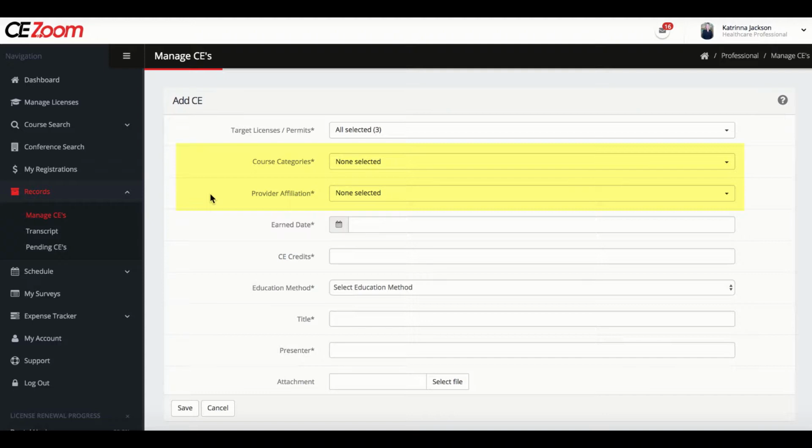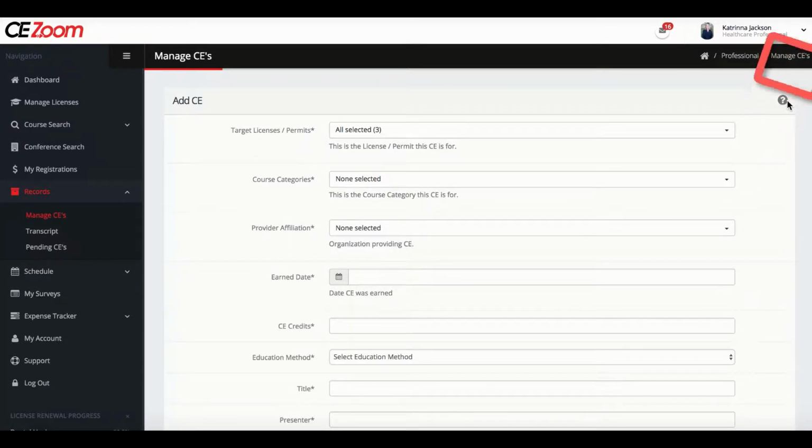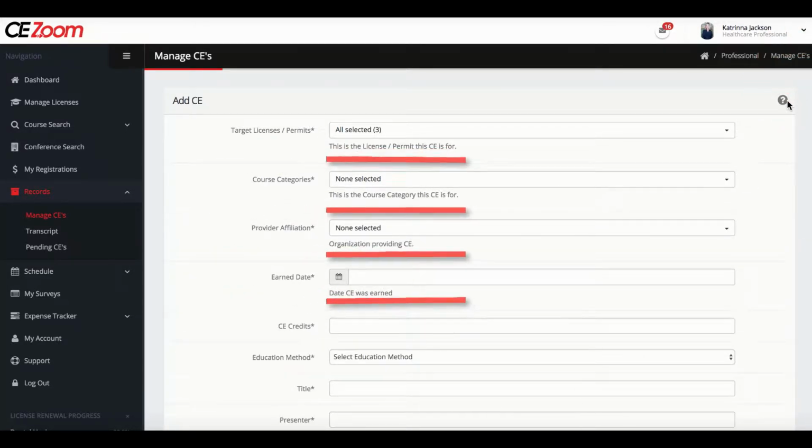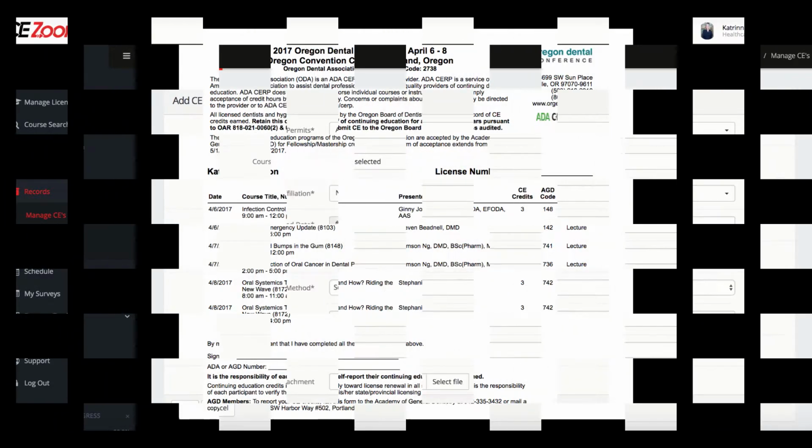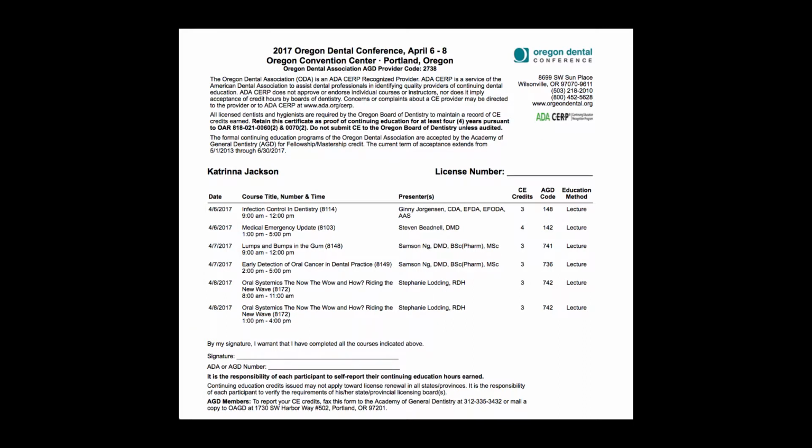If you enter the information wrong, your state may not accept your CE, so make sure you utilize the little question mark icon in the upper right of your screen. When you click the little question mark icon, it will give you field descriptions under every field entry to help you understand what is required for each entry. If you are entering CE hours from a multi-day conference, like my example, you'll want to input each course separately so your tracker can calculate your compliance correctly.